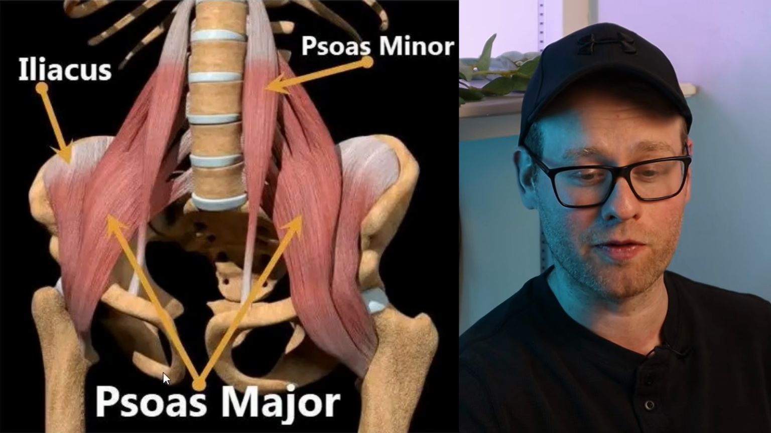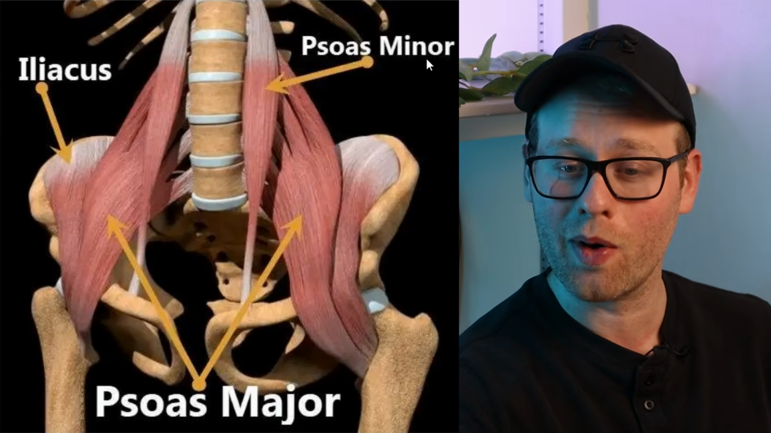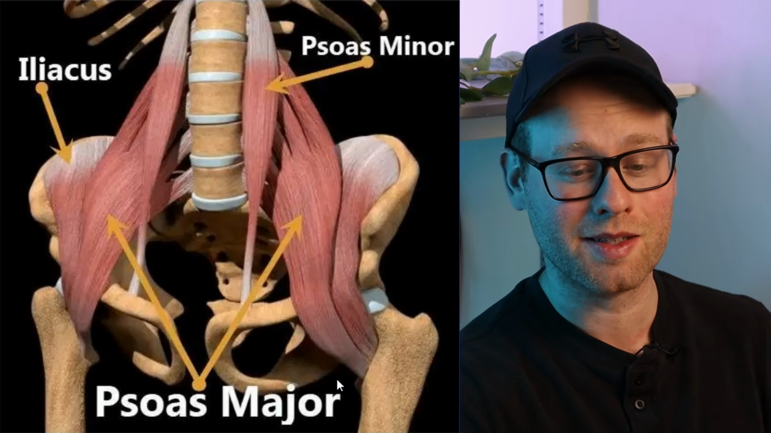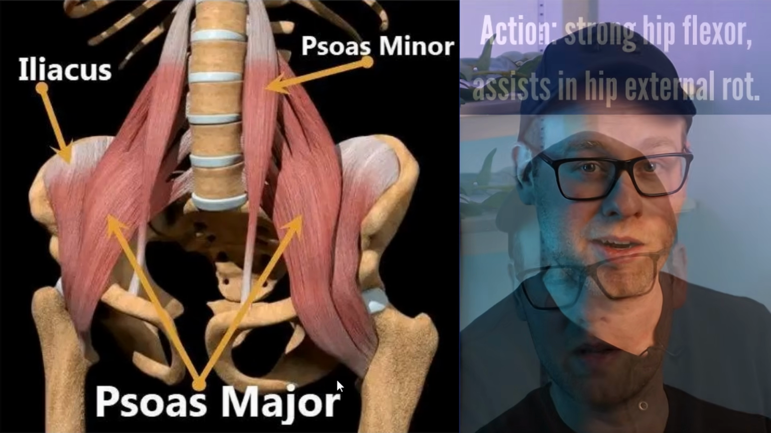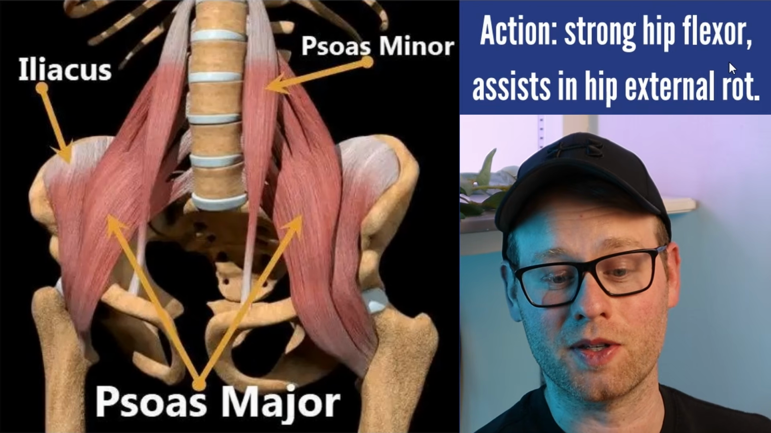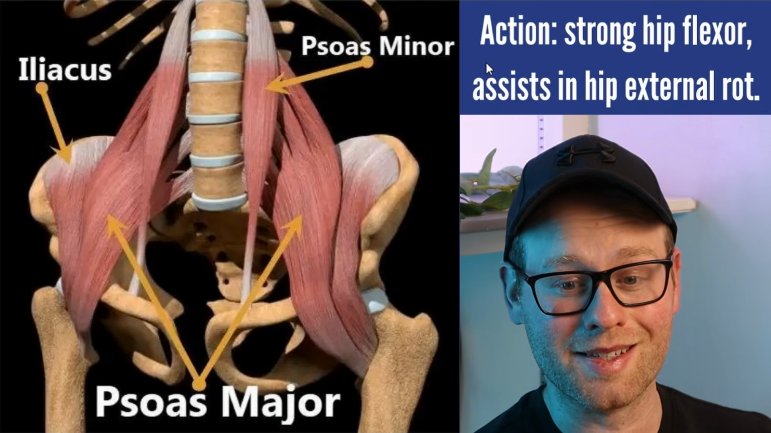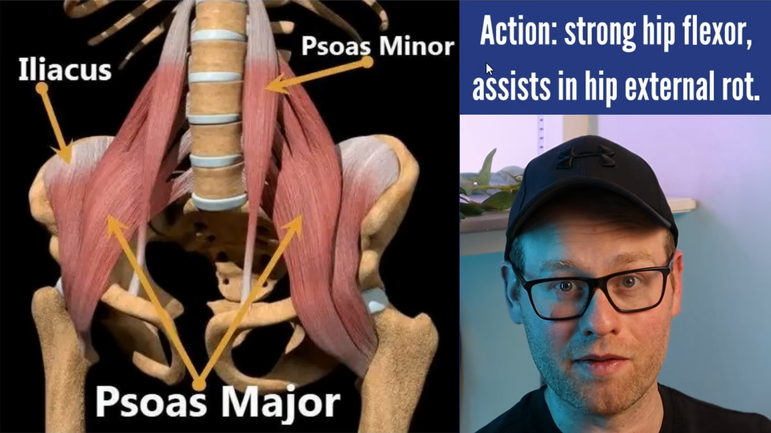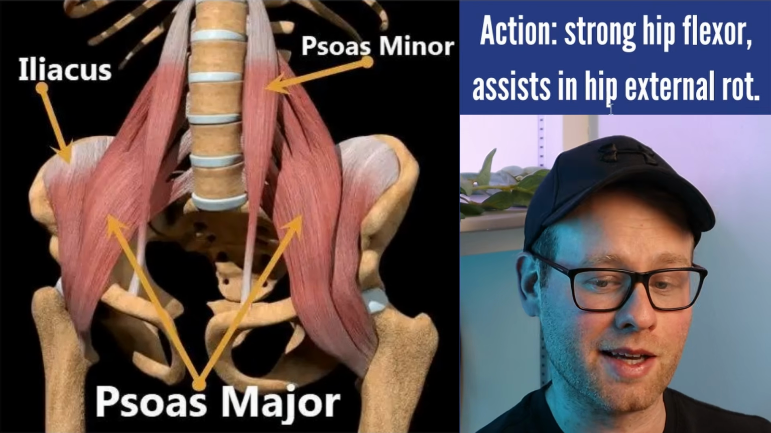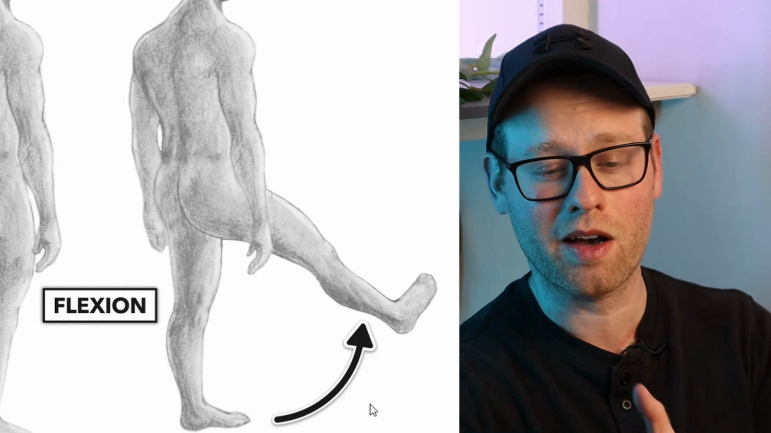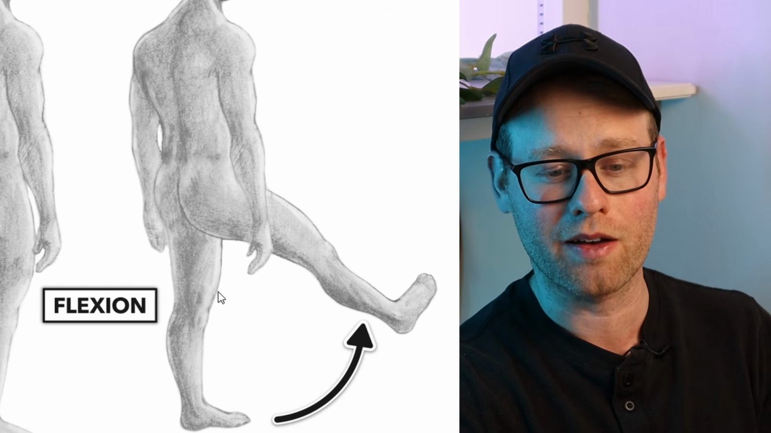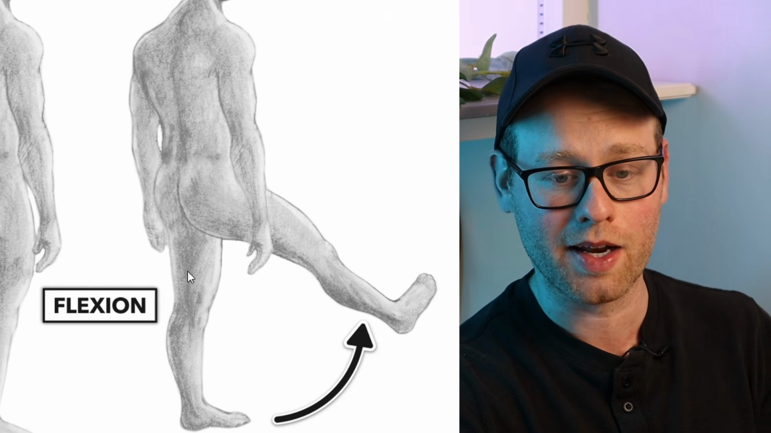Okay guys, so next up we're focusing on psoas major, psoas minor, and iliacus. And make no mistake, psoas major is definitely the big player right here. But basically these three are strong hip flexors, and like I just said, the psoas major is definitely the strongest of this three muscle bunch. They also assist in hip external rotation. But again, when you're thinking of the psoas muscles and the iliacus to a lesser extent, I want you to think of hip flexion, what this dude is doing right here.